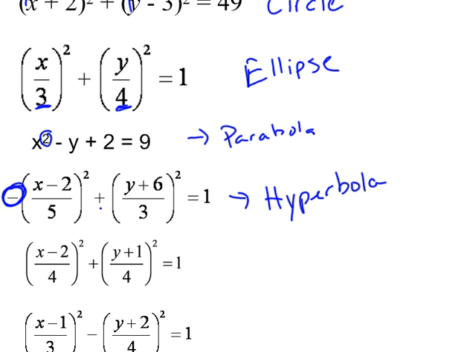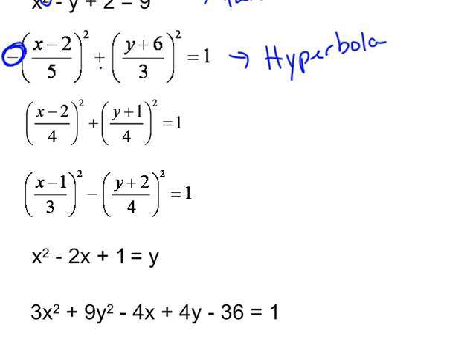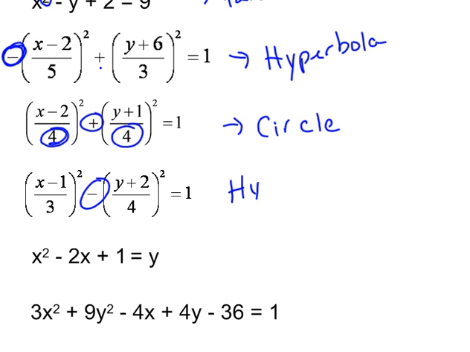All right, give you a couple more. Again, this one looks like maybe it's an ellipse, but since these are the exact same number and you got a plus sign, this is a circle. Automatically you see the minus sign, so you should think hyperbola. Only one term is squared here, so that is a parabola.